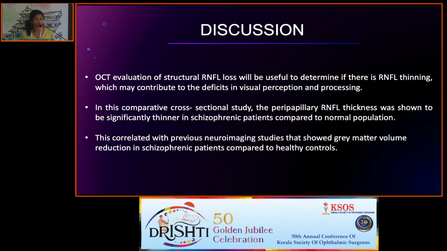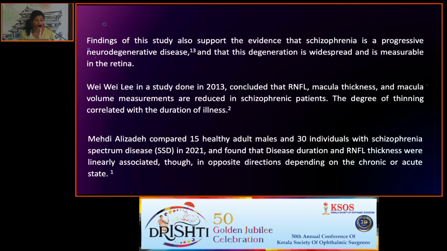OCT evaluation of structural RNFL loss will be useful to determine if there is any RNFL thinning which may contribute to the deficit in visual perception and processing. In this comparative cross-sectional study, the peripapillary RNFL thickness was shown to be significantly thinner in schizophrenic patients compared to the normal population. This correlated with the previous neuroimaging studies that showed gray matter volume reduction in schizophrenic patients compared to healthy controls. Findings of this study also support the evidence that schizophrenia is a progressive neurodegenerative disease and that this degeneration is widespread and measurable in the retina.